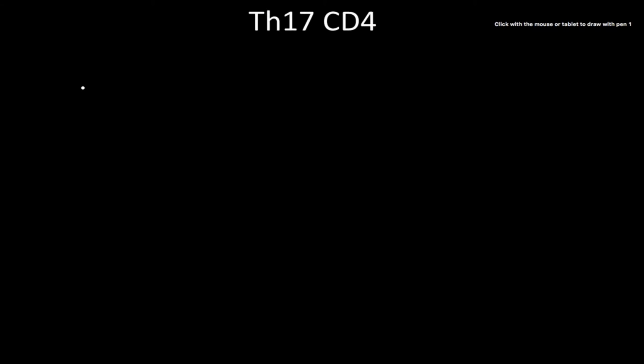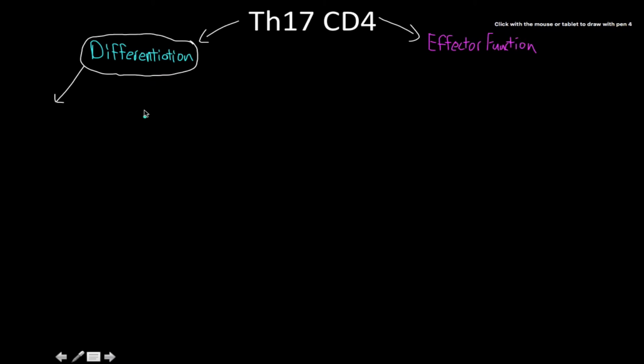Th17 cells, there's the differentiation and then effector function. And this is kind of one of the points where I think the professor that I got a lot of this information from and the textbook were not necessarily agreeing with each other with regards to the cytokines that play a role in differentiation. Keep in mind that at this point we're really starting to diverge into what we think we know and then what we actually know.